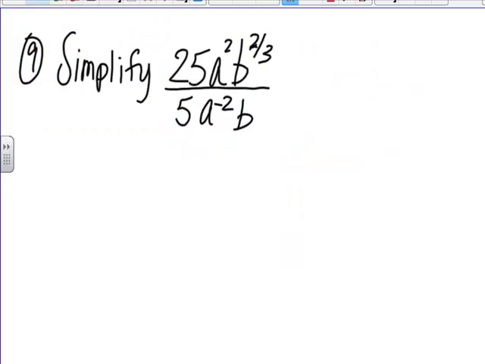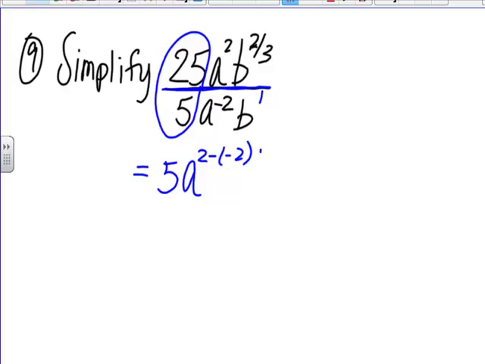Okay, so more simplification type problems. Now a lot of these, there's more than one way to approach it, so you might do it a different way and get the exact same answer. I'm going to go ahead and just start looking at what I have. So I'll think of this, remember, this is really division. 25 divided by 5 is 5. Then I have a squared divided by an a to the -2. So that's really 2 minus a -2. Then I have b to the 2/3, and I am subtracting a 1 from that.